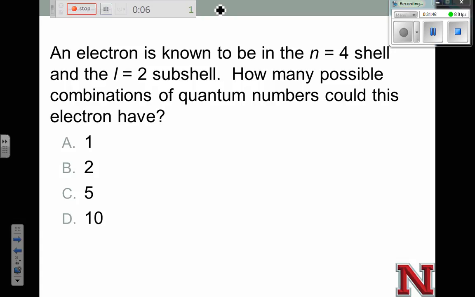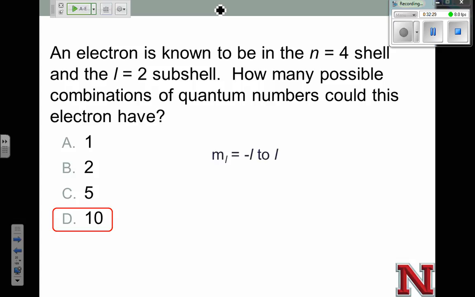If an electron is in the n equals 4 shell and the L equals 2 subshell, how many possible combinations of quantum numbers does it have? And if you're paying attention, I kind of threw the answer up there. So the answer is 10, which I went a little fast there.